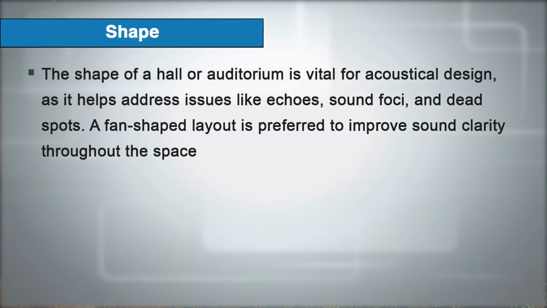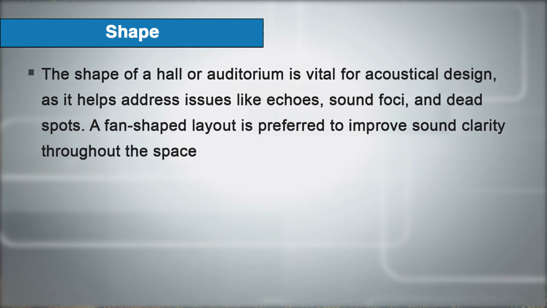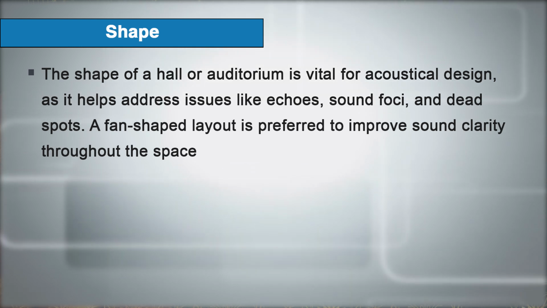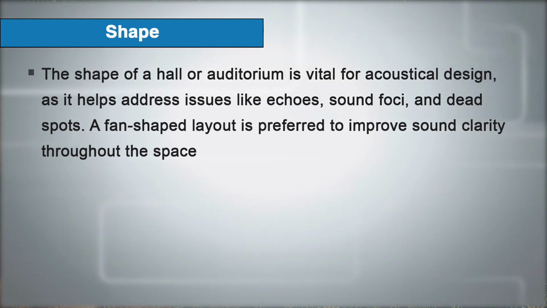Now, we will discuss shape. The shape of a hall or auditorium is vital for acoustical design as it helps address issues like echoes, sound foci and dead spots. A fan-shaped layout is preferred to improve sound clarity throughout the space. The side walls should be angled no more than 100 degrees from the curtain line to ensure proper sound synchronization and visual clarity, especially in theatres and cinemas. This setup ensures that the audience can clearly see and hear the performance, with the farthest seats ideally no more than 23 meters from the stage, allowing viewers to distinguish facial expressions and link sound with visual cues.